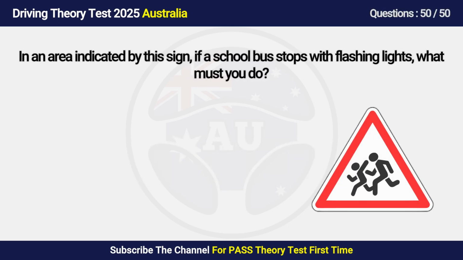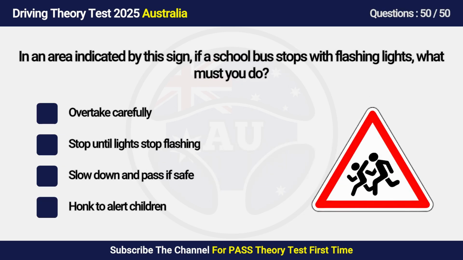Question 50. In an area by this sign, if a school bus stops with flashing lights, what must you do? A. Overtake carefully. B. Stop until lights stop flashing. C. Slow down and pass with care. D. Honk to alert children.